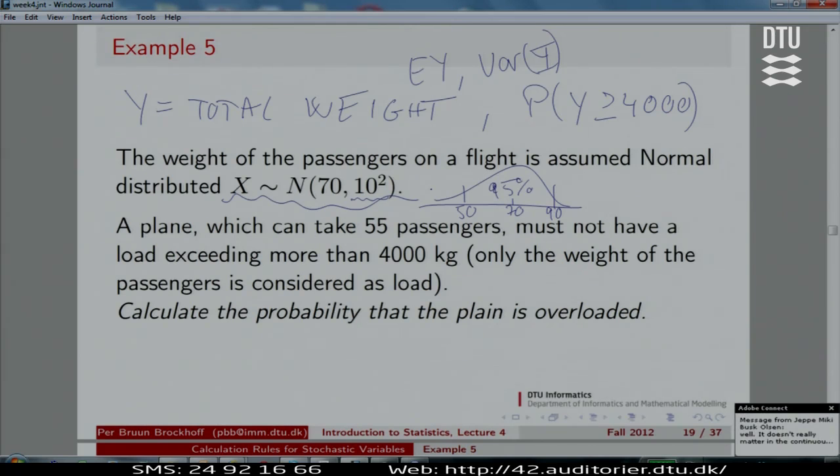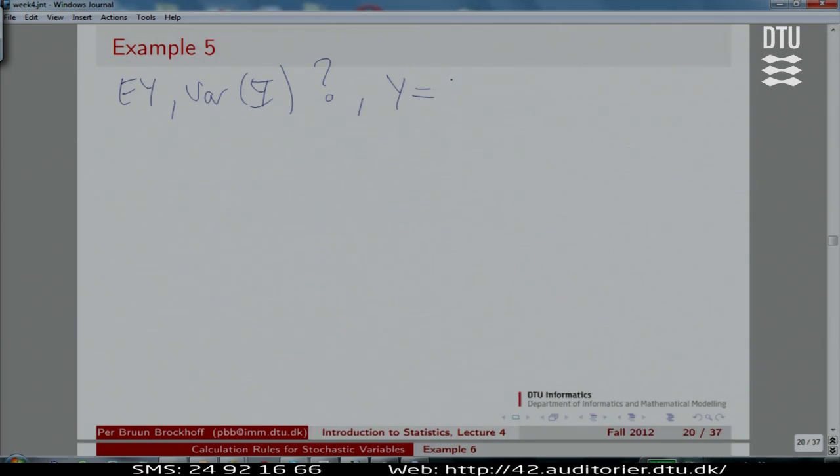I'd say 55 times x. Could you repeat, sorry? 55 times x. That's one possibility. Thank you. Do you agree? Do you all agree on this?